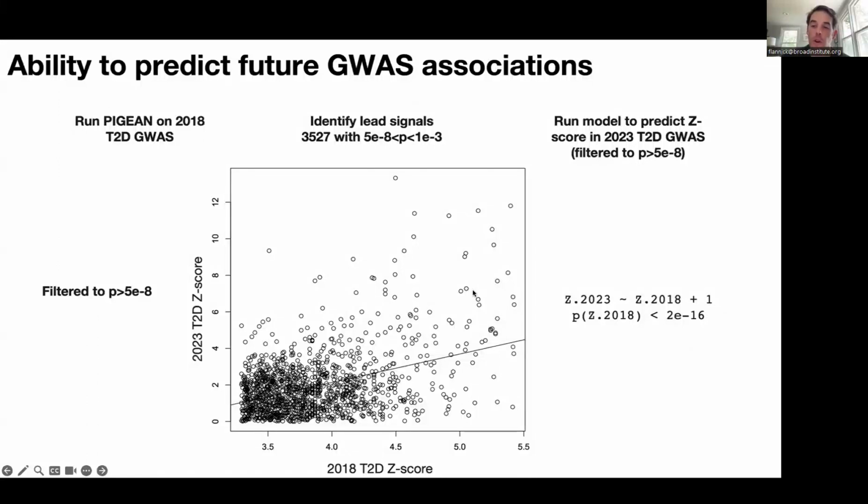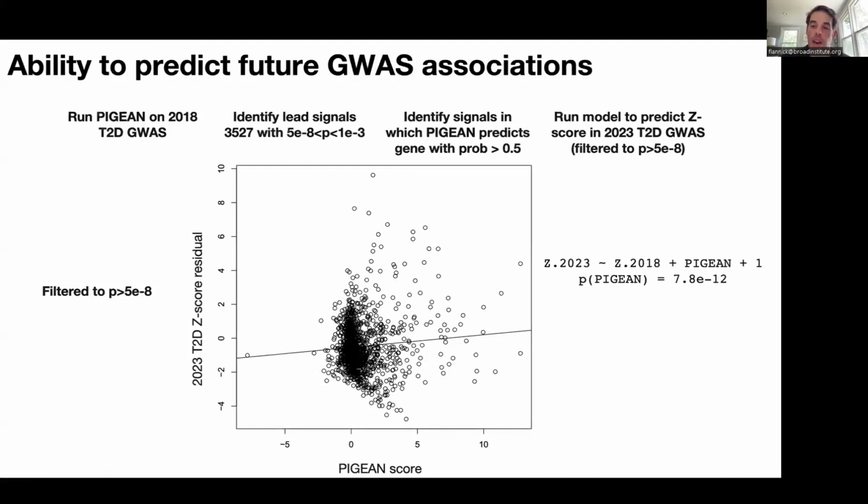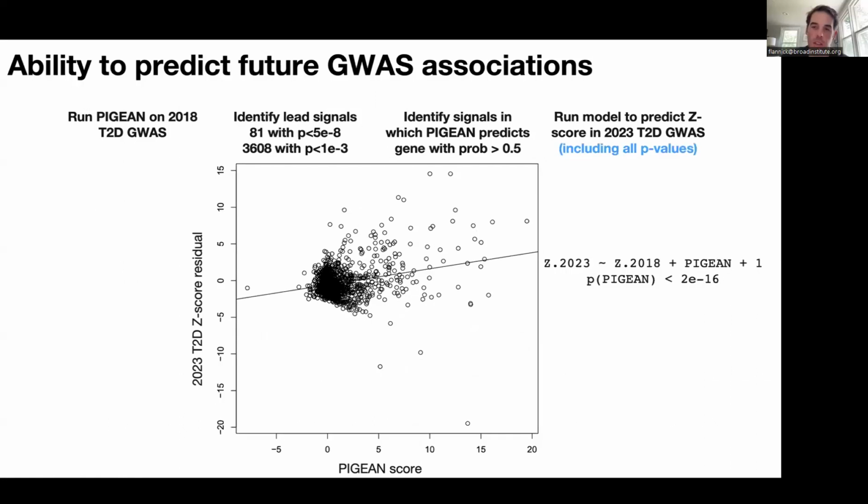But even controlling for that, if you add in the PIGEAN score, you do get highly significant predictive ability: the genes with the highest PIGEAN scores are much more likely to increase in significance when you go to the future GWAS. And that's exactly what we're hoping to see, right? We're trying to distinguish those insulin receptor genes at 10 to the minus 6th from other genes that have nothing known about them at 10 to the minus 6th.